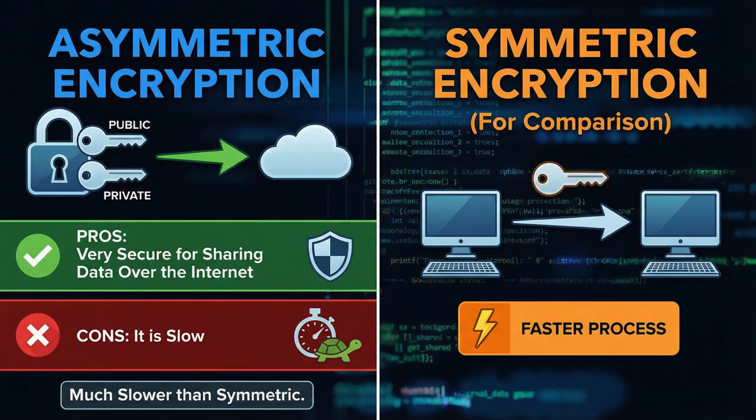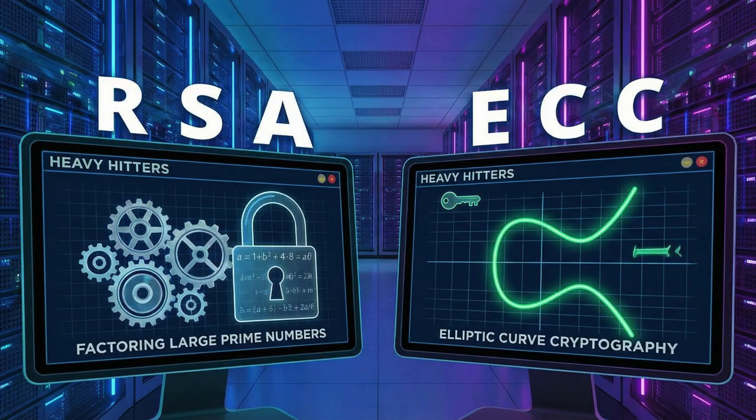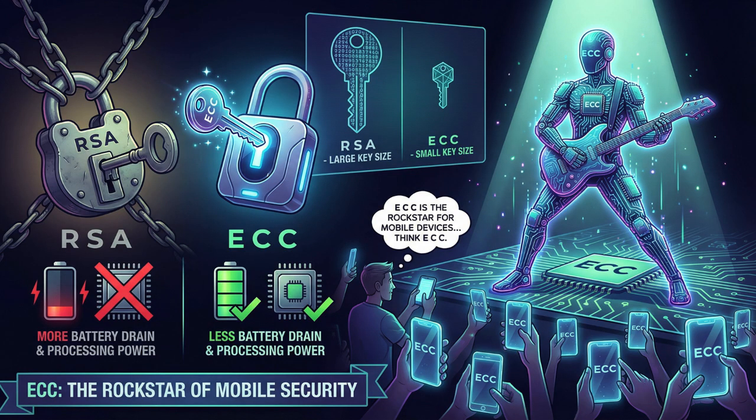The pros? It is very secure for sharing data over the internet. The cons? It is slow, much slower than symmetric. The heavy hitters here are RSA, which relies on the difficulty of factoring large prime numbers, and ECC, elliptic curve cryptography. ECC is the rock star for mobile devices. It provides the same security as RSA, but with a much smaller key size, so less battery drain and less processing power. If the exam asks about encryption for a smartphone, think ECC.